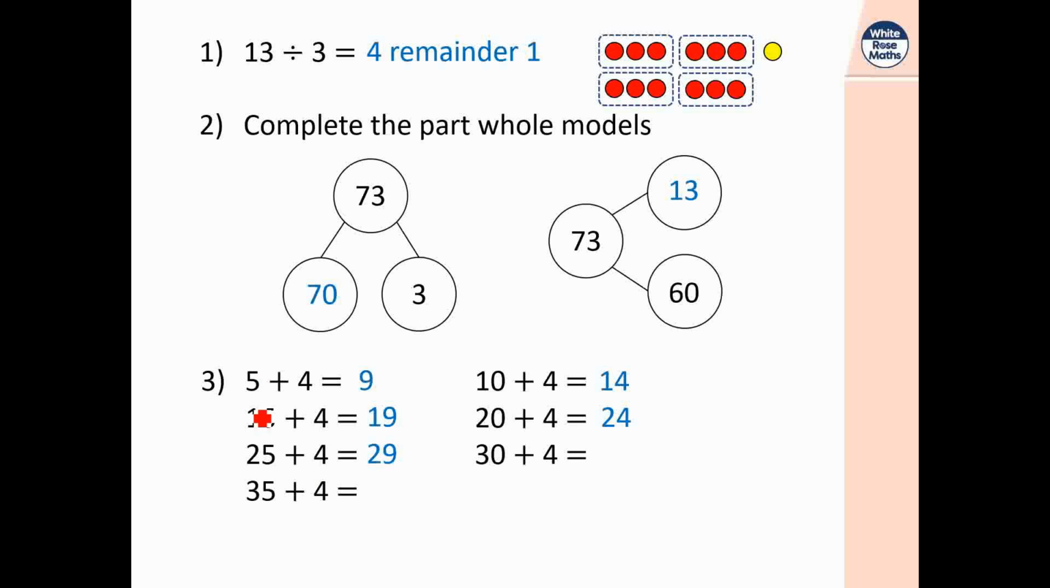Okay, now if 15 plus 4 is 19, what's 25 plus 4? 29, good, because we've gone up, we've just put another 10 on this side, haven't we? So what's 30 plus 4? 34, and then here we go back, 35 plus 4, 39.